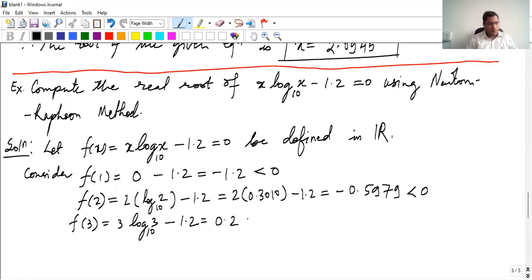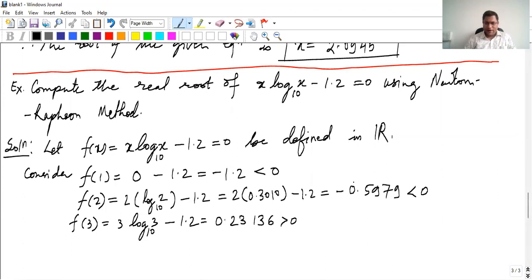So it's 0.5980. So calculate. Here, our concern is whether the value of the function is less than 0 or greater than 0. So are you getting this value for 3?